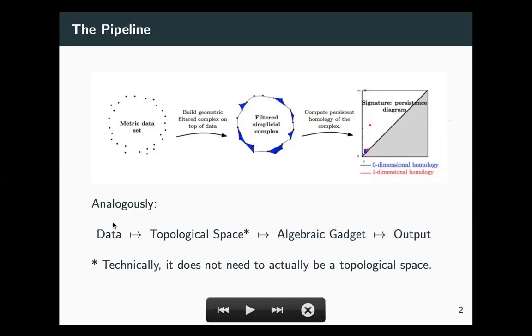In more depth, you take data, you give it some sort of geometry, you assign some algebraic gadgets to it, and you get an output. I like this description a little more because there are actually efforts to do more than what I'm going to show you today and use general algebraic tools from algebraic topology to study these spaces, as opposed to just homology. So this is a bit limited, but this is more or less what we're going to talk about today.